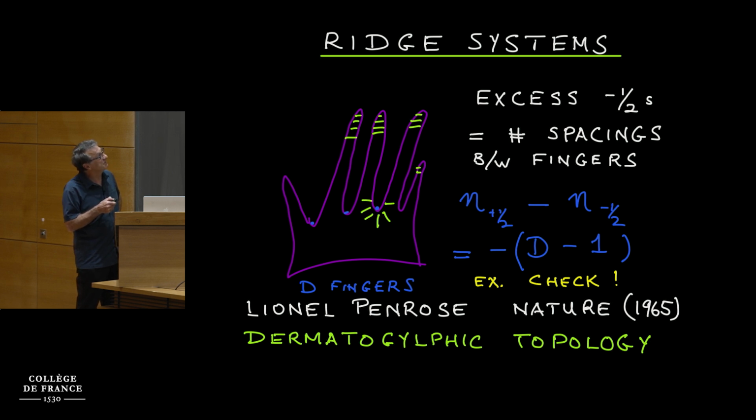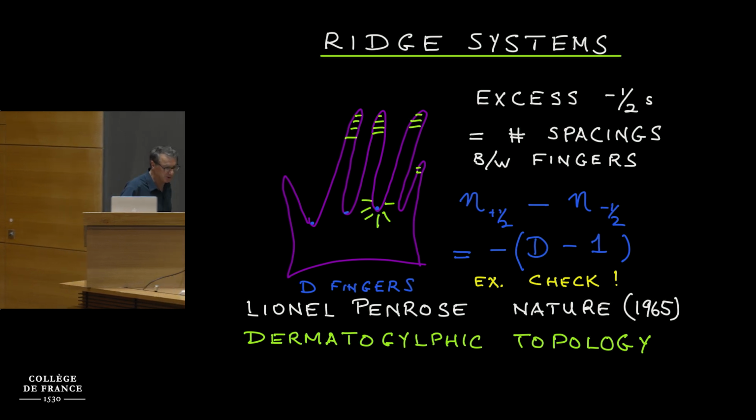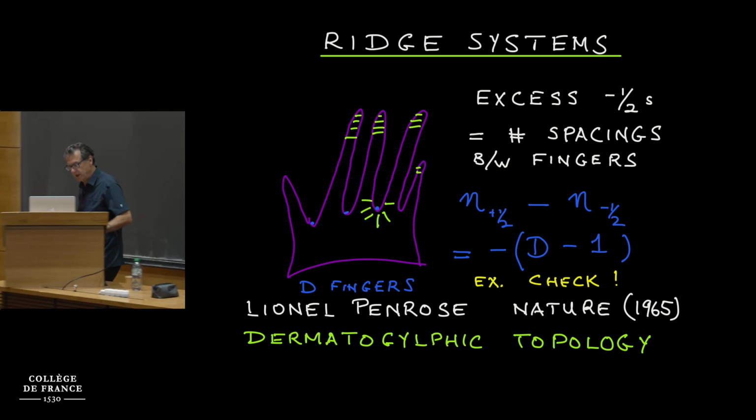And if you start from here and take your circle bigger and bigger and bigger, this number cannot change because of the topology. So it's computed by this contour here. So the number of plus 1/2 minus the number of minus 1/2, the excess strength of defects, is minus the number of fingers minus 1. This must be the world's most difficult way to compute how many fingers you have.